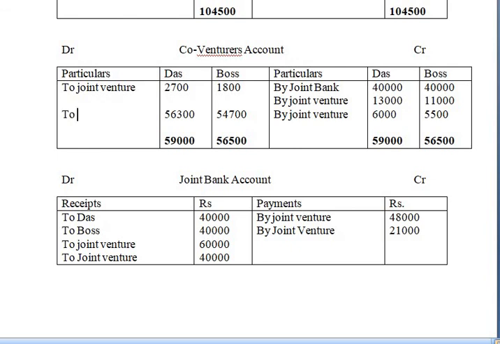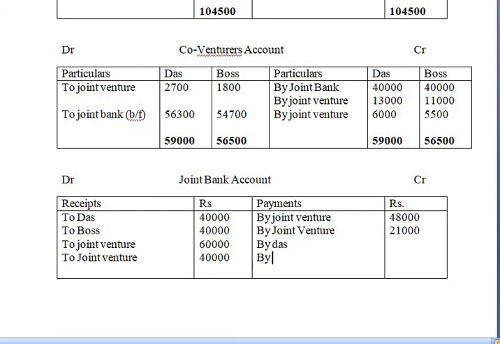So this is the final settlement made to Das and boss. Final settlement for Das 56,300, for boss 54,700. So who will make final settlement? Again joint bank. So joint bank balancing figure. So now cross posting, joint bank account is debited. Now make a credit entry in joint bank account. So by Das, by boss. So Das is 56,300 and boss is 54,700.